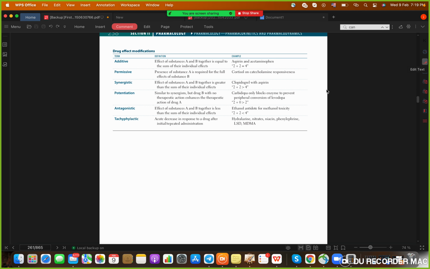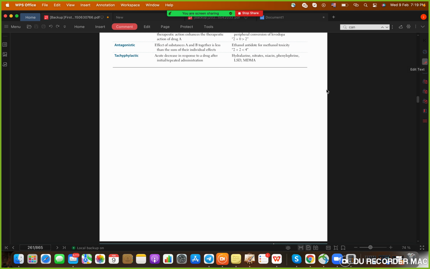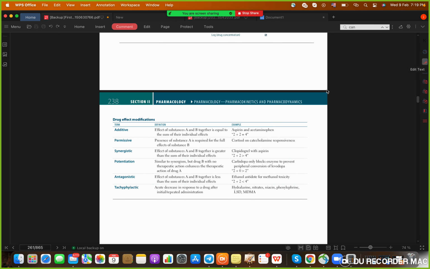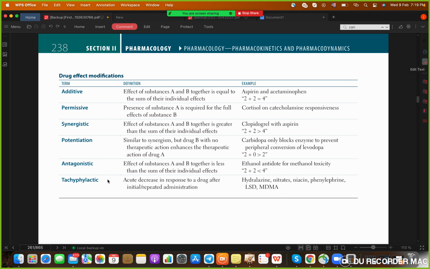We have drugs whose effect we call additive, permissive, synergistic, potentiation, antagonistic, and tachyphylactic. All of these are actually quite important. Let's start with additive. This is quite simple. It's using two drugs different from each other. Why? To get the sum of their effect.